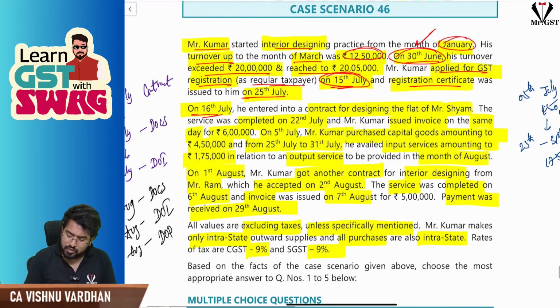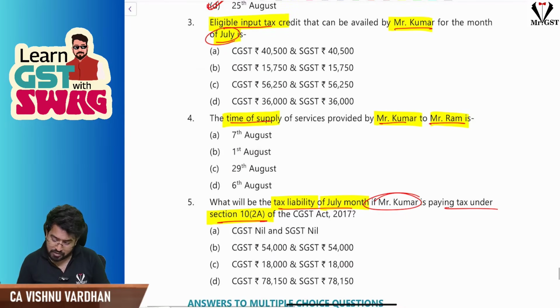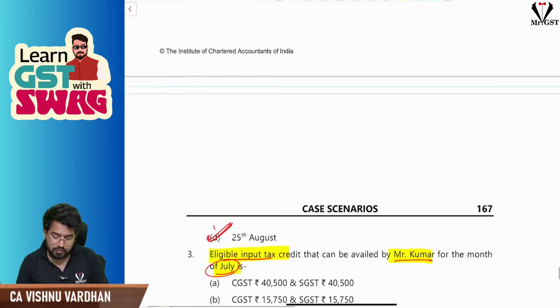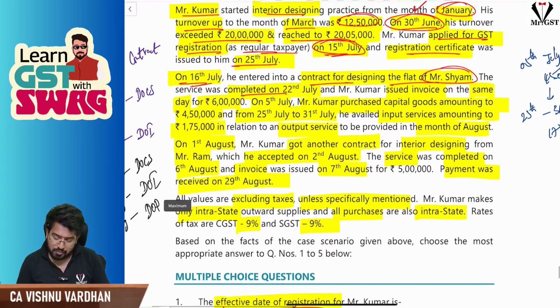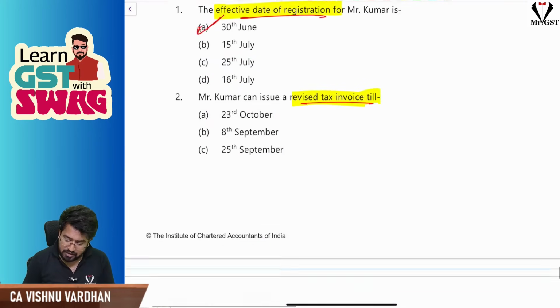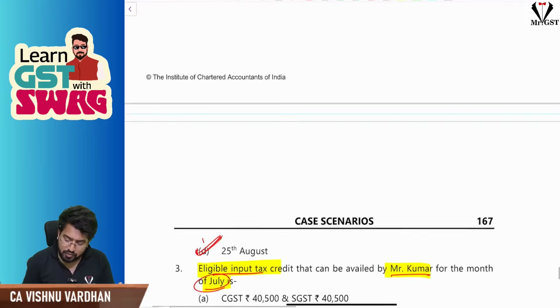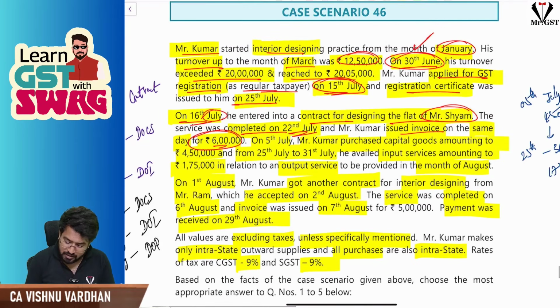On 16th July, he has entered into a contract of designing a flat for Mr. Sham, completed all this. See, they have asked, if you remember, time of supply provisions, they have asked for Mr. Ram. So for Mr. Sham, time of supply provisions from that angle you need not see. So dates and all you need not focus. So on 22nd July, they have completed, issued invoice for 6 lakhs. If you see for July month, they have asked you the tax liability if at all you are a composition dealer. So for July month, yes, 6 lakh is the sale here that you should point out.